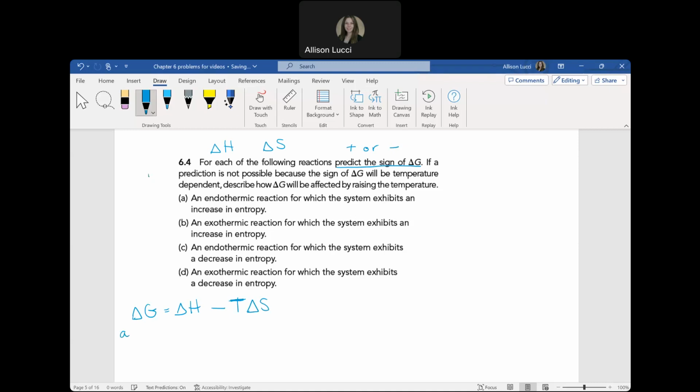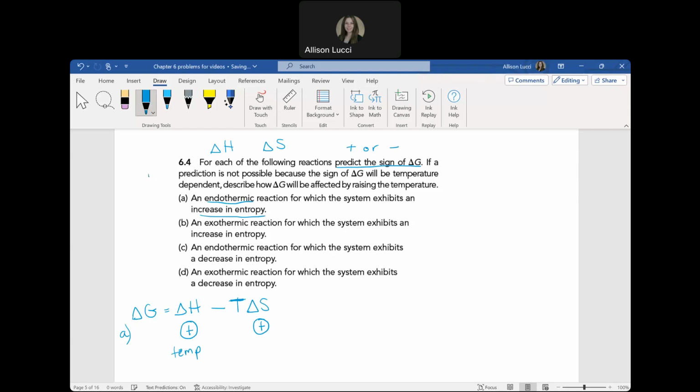So in example A, we see that we have an endothermic reaction. So that tells us that we have a positive value for delta H. And then we have an increase in entropy, so that tells us that we also have a positive value for delta S. Depending on the magnitude, the size of these values, we won't know for sure whether or not we have a positive or negative delta G with only this information. So this example would be temperature dependent.